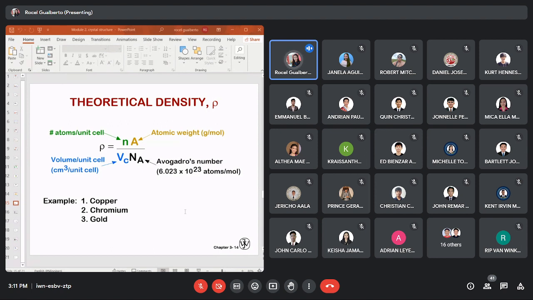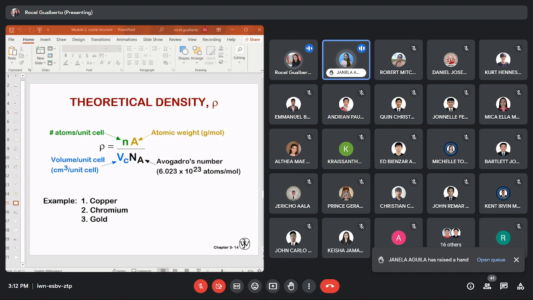Each one of those, in-evaluate po natin sila in terms of the 4 parameters. Can you define the 4 parameters? Ano-ano po yung apat na yun? Yun po yung in-evaluate natin on each of the structures. Sino pong nakakatanda? Yes, Miss Janela. Coordination number po, number of atoms per unit cell, the relationship between A and R, and the atomic packing factor po, or yung APF. Okay, correct. So yun po yung apat.